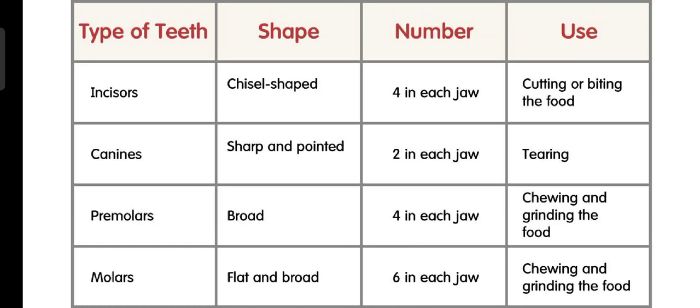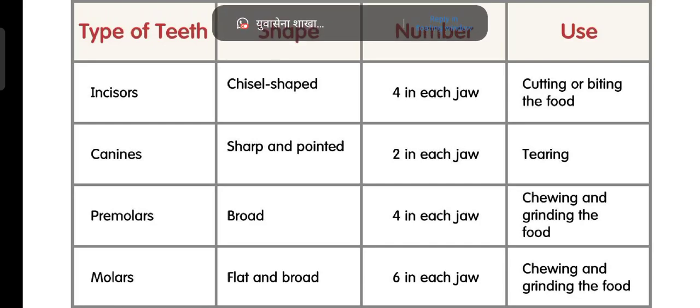Second, canines. Canines are sharp and pointed, two in each jaw, meaning two canines are present in the lower jaw and two canines are present in the upper jaw. Now what is the use of canines? They are used for tearing.